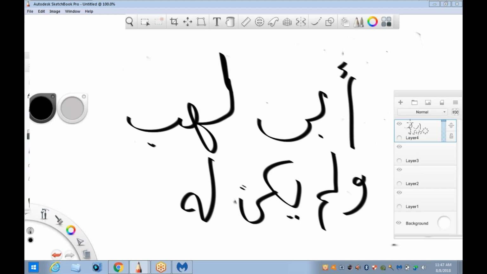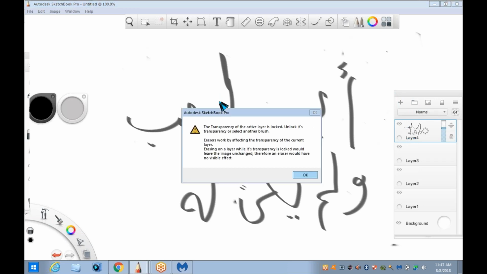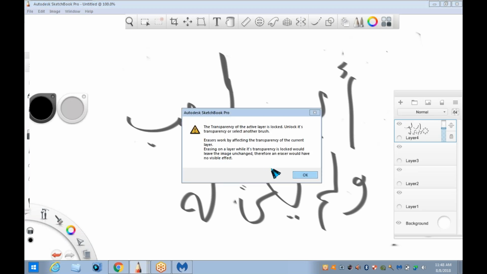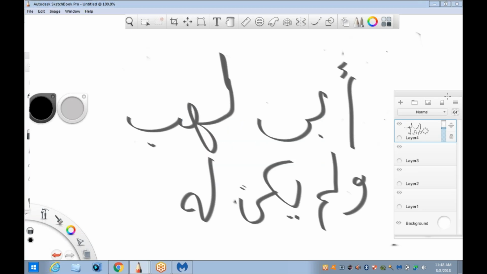ولم يكن له. يكن له. نعم. This is what's called a Muqbil. Everything what we're doing is makhraj.